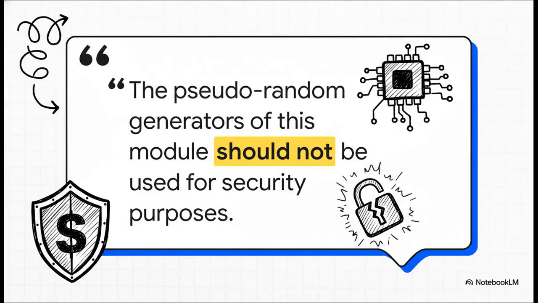And this brings us to probably the most important warning you'll hear today. Because it's pseudo-random, it's not truly unpredictable. That's why the official documentation gives this very stark warning. For anything, and I mean anything, that involves security or cryptography, you absolutely must use the secrets module instead. That module gets its randomness from truly unpredictable sources in your computer.